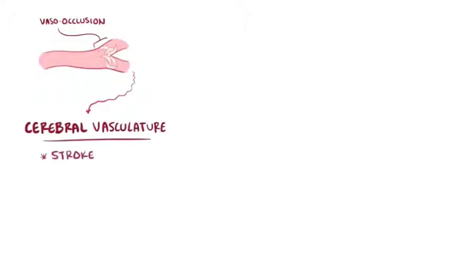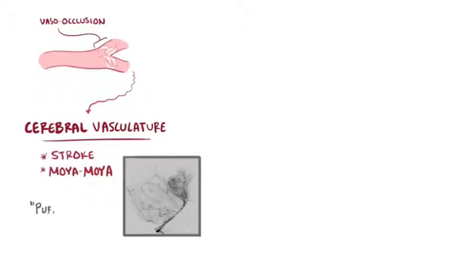Sickled red blood cells can get stuck in the cerebral vasculature, causing vessel damage resulting in strokes. Extensive sickle cell damage to the brain vessels may result in moyamoya disease, which is named for the puff of smoke collateral vessels that bypass blocked arteries.